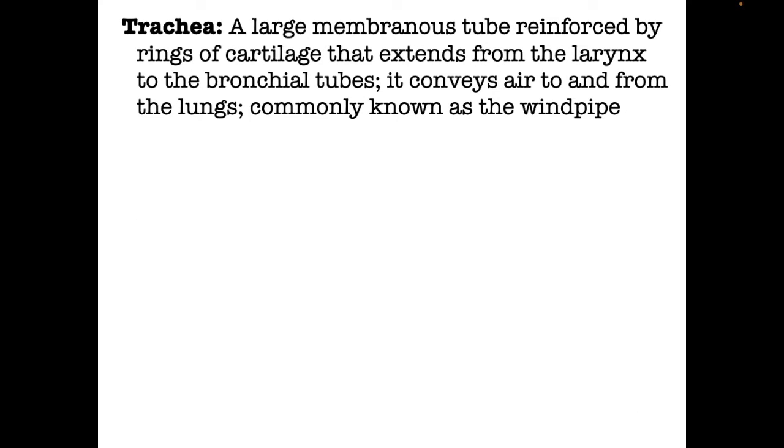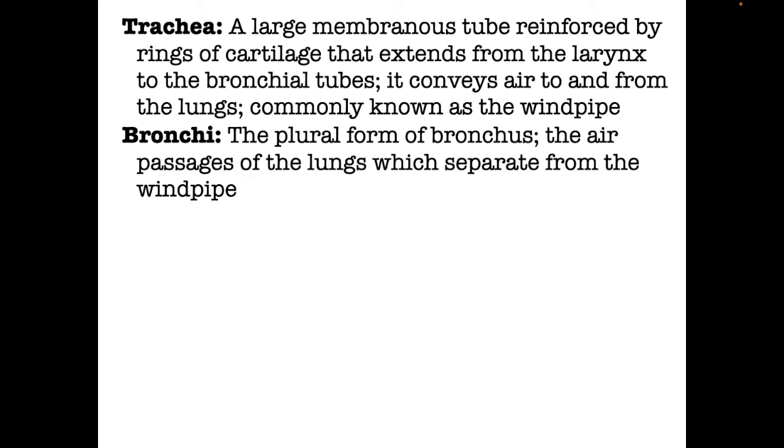Then, instead of the esophagus, we're going to be moving down the trachea. The trachea is more rigid, whereas the esophagus will expand and contract. The trachea is a large membranous tube reinforced by C-shaped rings of cartilage. These rings of cartilage extend from the larynx all the way down to the separation of the bronchial tubes. They transfer air to and from the lungs. The trachea is commonly known as the windpipe.